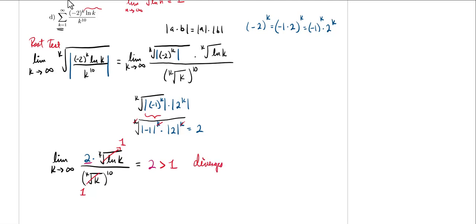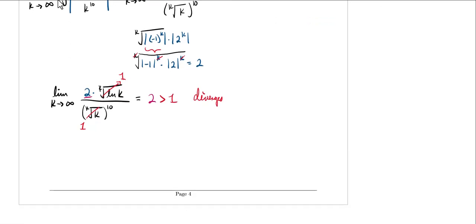So we can go ahead and write here that the series as k goes from 1 to infinity for negative 2 to the k times the ln of k over k to the 10 diverges by the root test. Okay, and this is it.